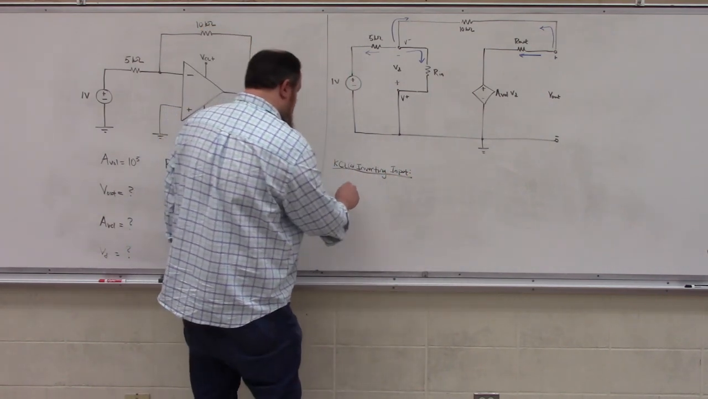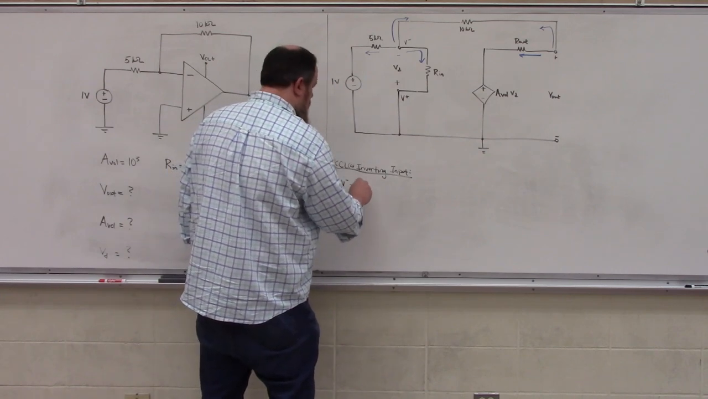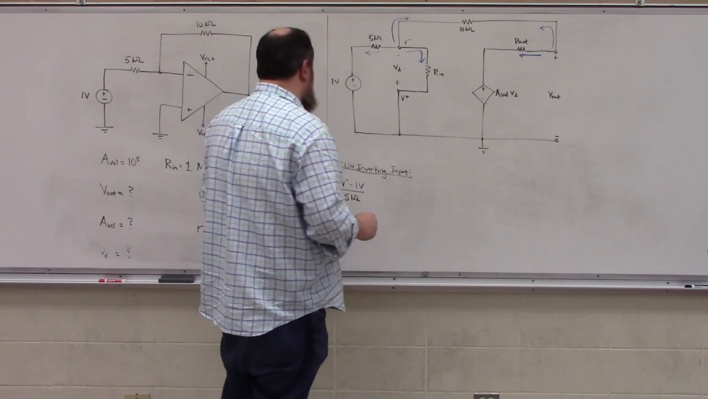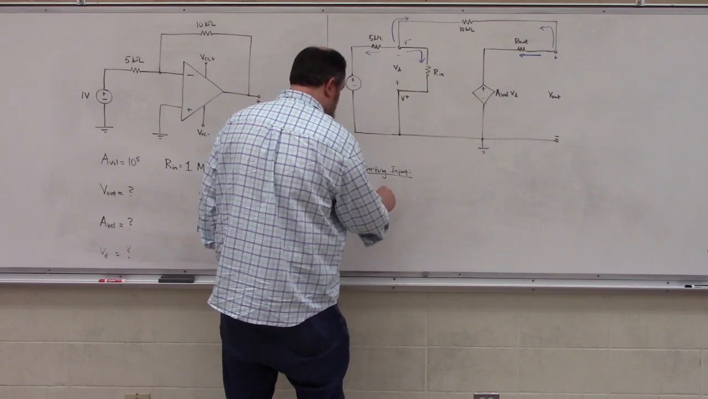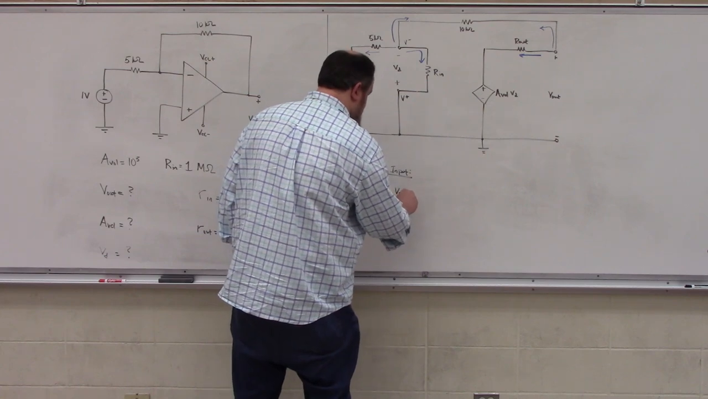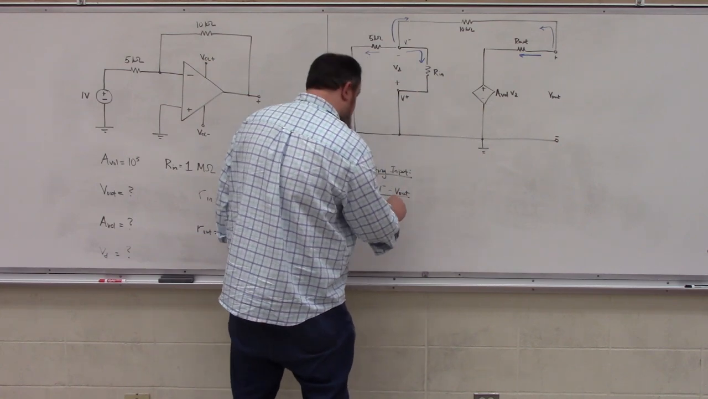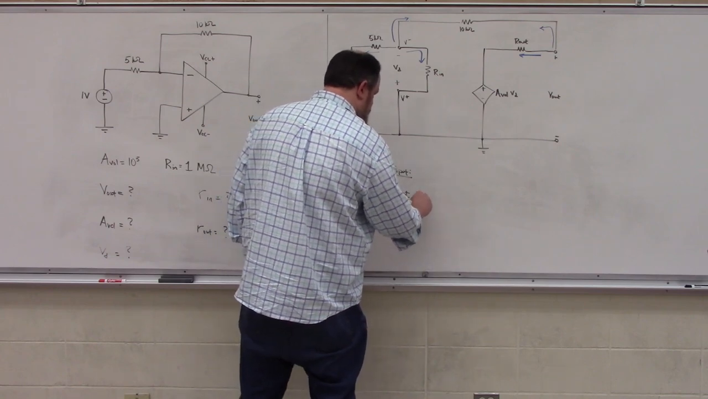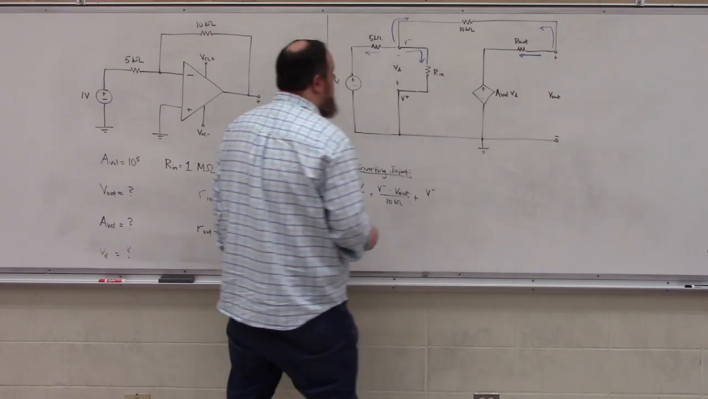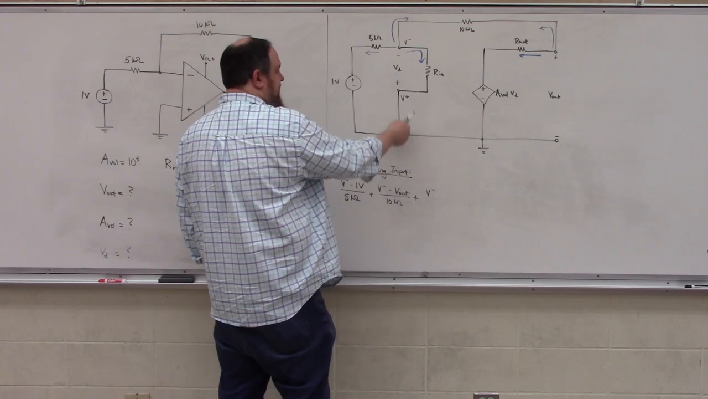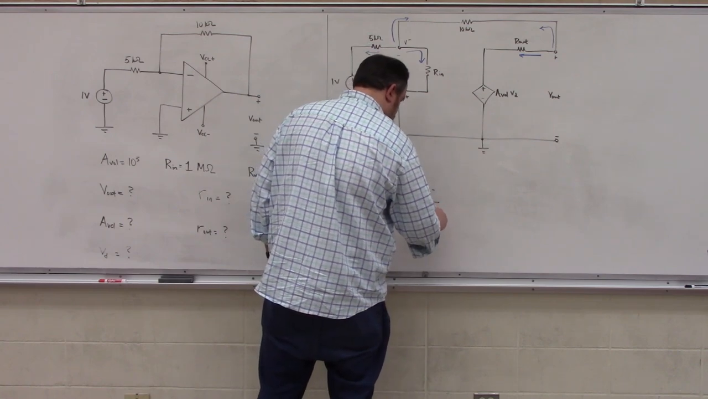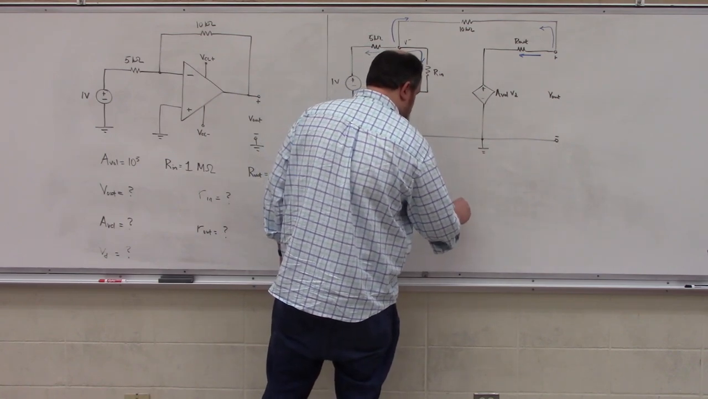So I'm going to have V minus 1 volt divided by 5 kilo-ohms, plus V minus V out over 10 kiloohms, plus V minus minus V plus, which in this case is zero since it's connected directly to the ground, divided by Rn, and set all of this equal to zero.